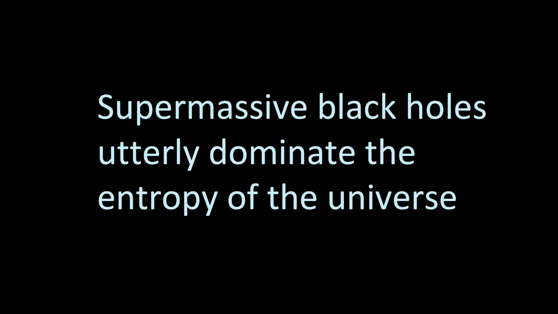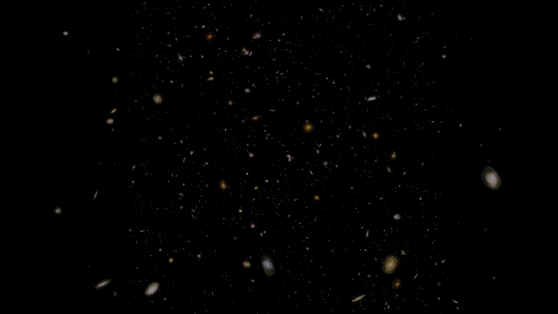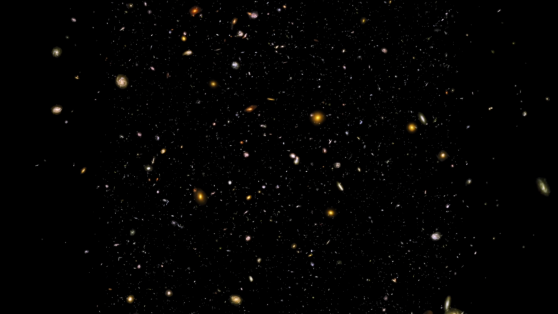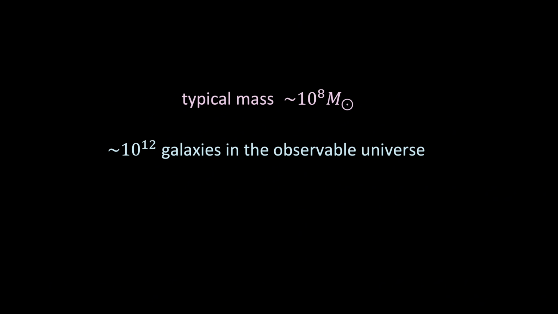So can we use this fact to estimate the entropy of the entire observable universe today? Well, yes we can, because observations in astrophysics suggest that almost every large galaxy in the universe hosts a supermassive black hole at its centre, with a typical mass of around 10 to the power 8 times the mass of our Sun. And since there are of order 10 to the power 12 galaxies in the observable universe, by multiplying the average supermassive black hole entropy by the total number of galaxies, we find a value of around 10 to the power of 105 times Boltzmann's constant.